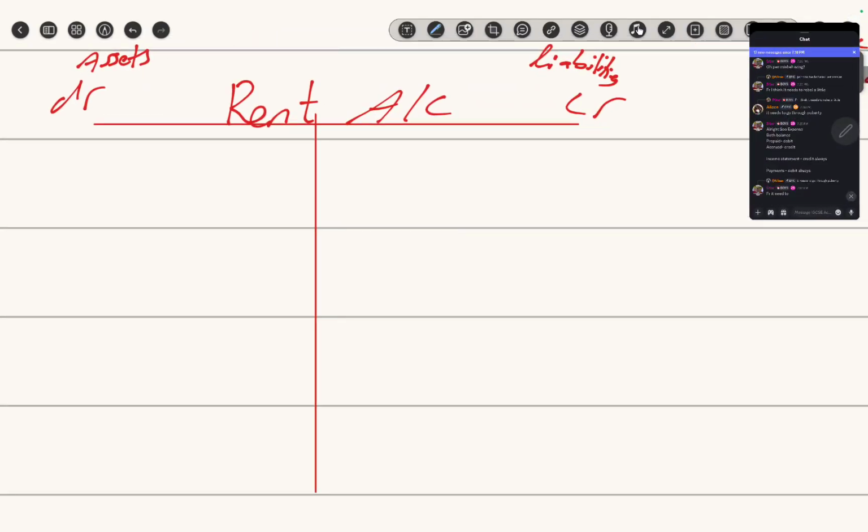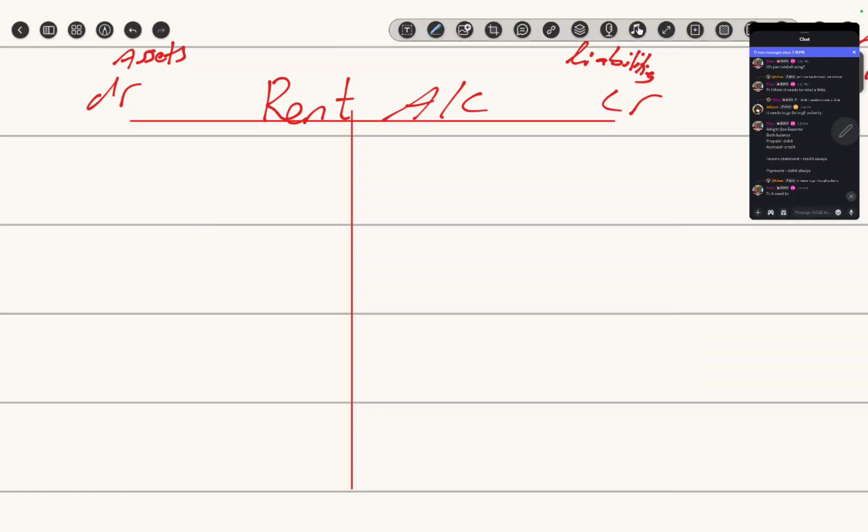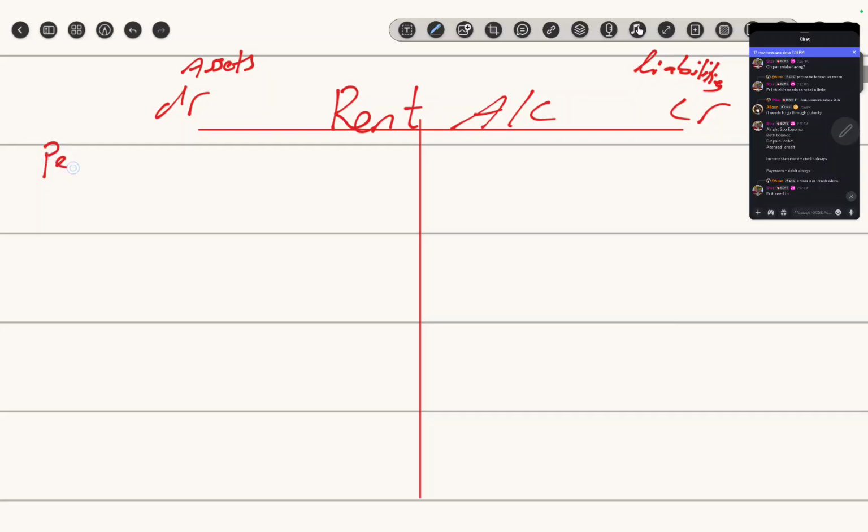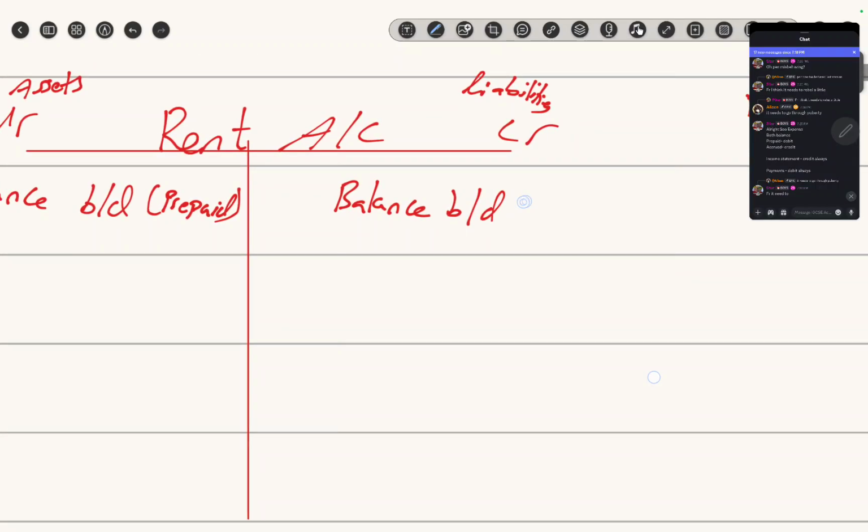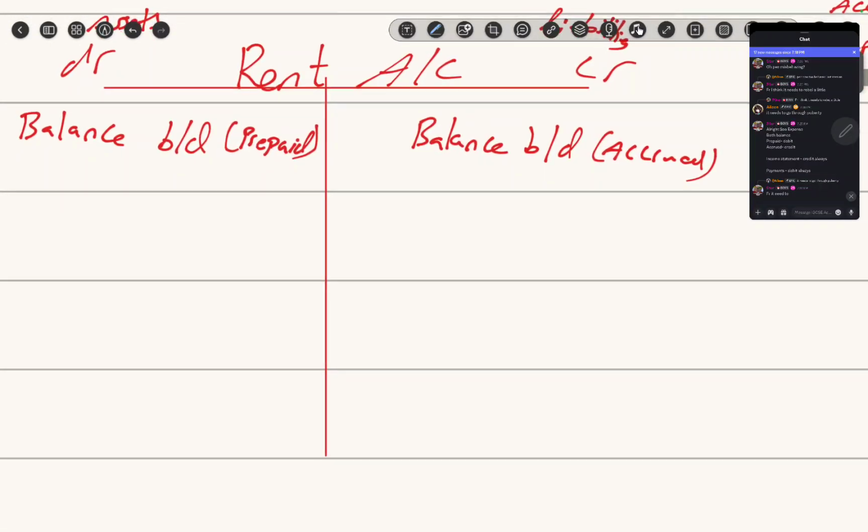We'll understand it eventually. So right now, I just said that assets come on the debit side, liabilities come on the credit side. Prepaid expense is an asset, so you're going to write here, instead of writing prepaid expense, we will write balance BD, because this is the first. It can be a prepaid. If it's a prepaid balance BD, it's going to come on the debit side. Meanwhile, if it's an accrued balance BD, it's going to come on the credit side. Why? Because accrued is a liability and prepaid is an asset. Okay. And then the amount can be anything.